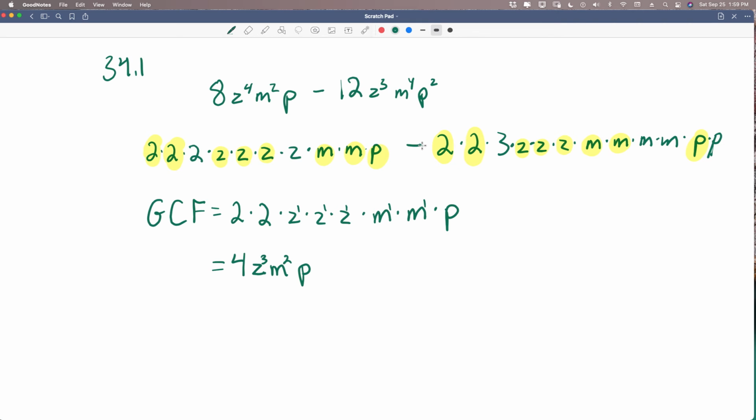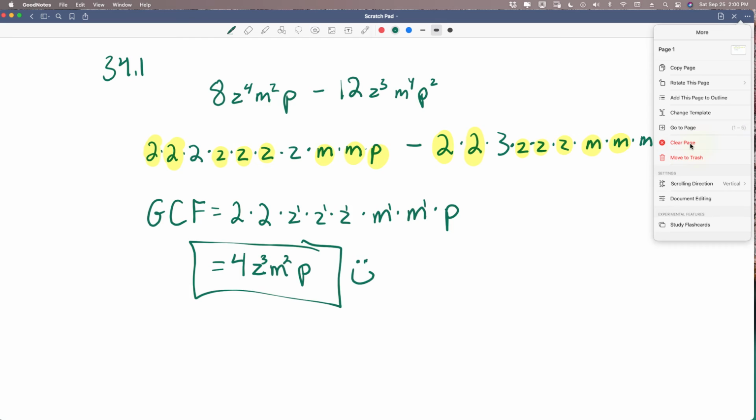You get to pull out what's common and show the difference, or actually show what's the same about both of them. And that's all the greatest common factor is. It's showing what is the same about both of the terms. And in this case, this can be pulled from both of the terms. All right, and that would be the answer to 34.1. Let's look at 34.2. Let me clear the page.